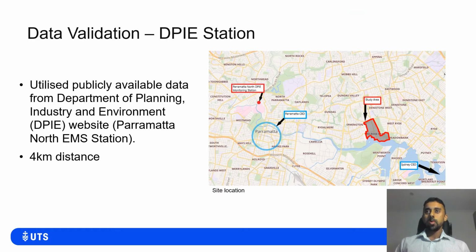To validate the low-cost sensor data, I have utilized publicly available environmental data provided by the Department of Planning, Industry and Environment. The location of the station is 4 kilometers away from the study site at North Parramatta and will be utilized as a reliable comparison to evaluate the LWSN.